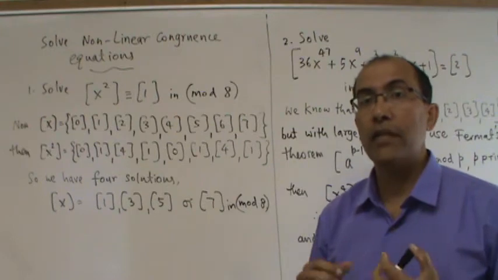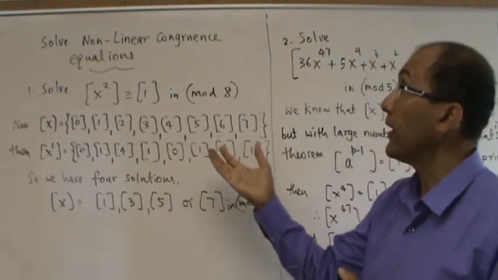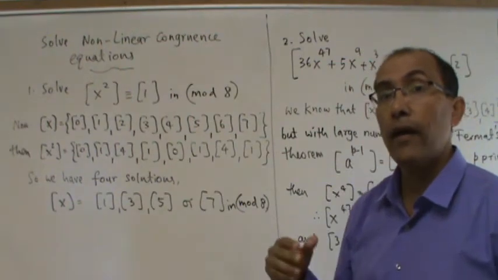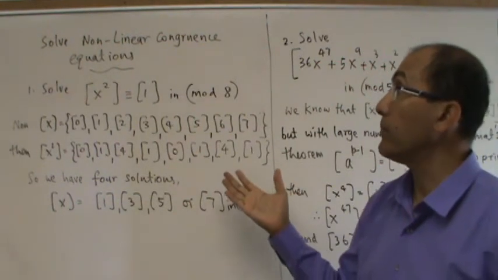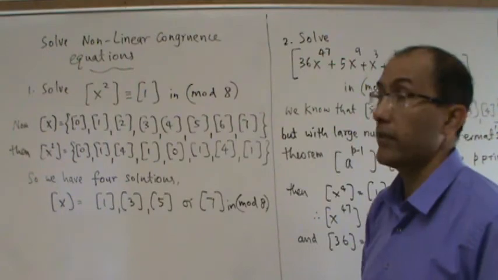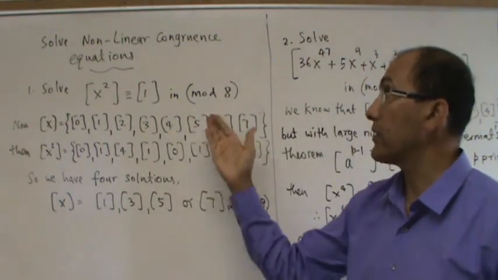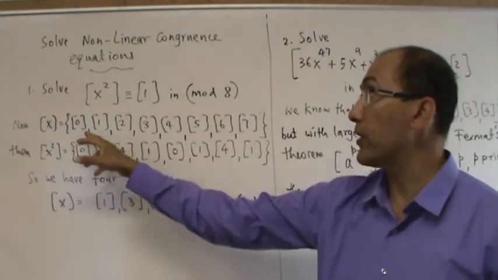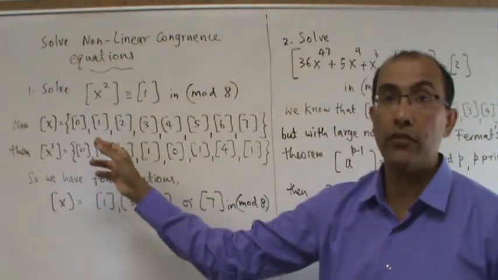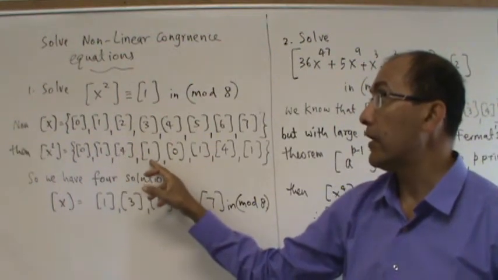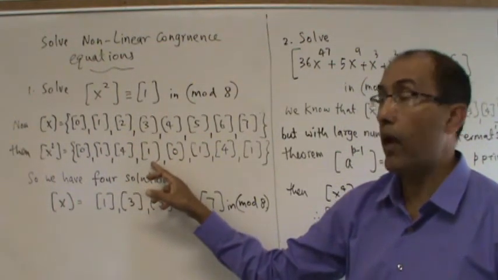Okay, that brings us to solving another type, non-linear congruence equations. Again, if you want to solve x square equals 1 in mod 8, now in this case 8 is a small number, so I know that x can only take these values, and then when I square them I will see that x square can only take these values.